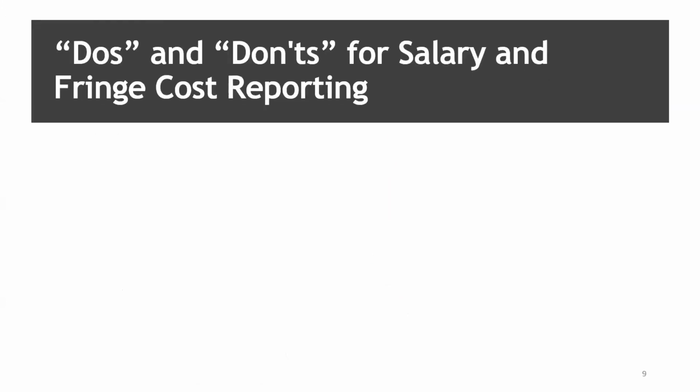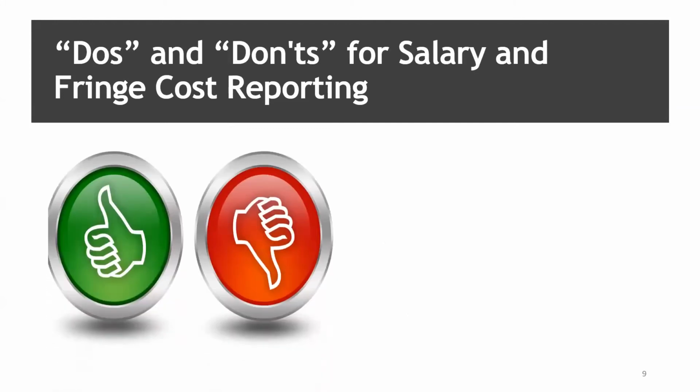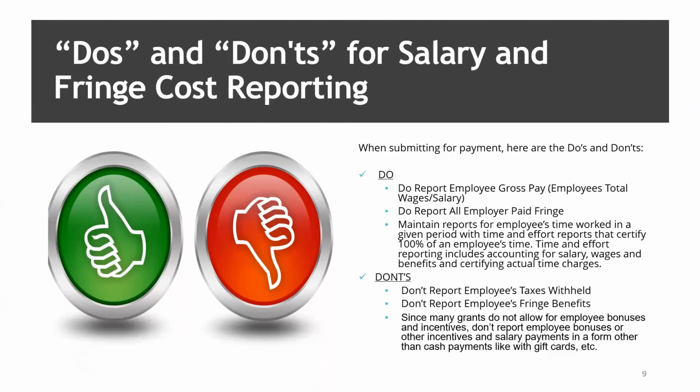So what are the do's and don'ts for salary and fringe cost reporting? When submitting for payment, here are the do's and don'ts. Do report employee gross pay, the employee's total wage and salary. Do report all employer paid fringe. There should be a maintenance of reports for employees' time worked in a given period, with time and effort reports that certify 100% of an employee's time. Time and effort reporting includes accounting for salary, wages, and benefits, and certifying actual time charges.